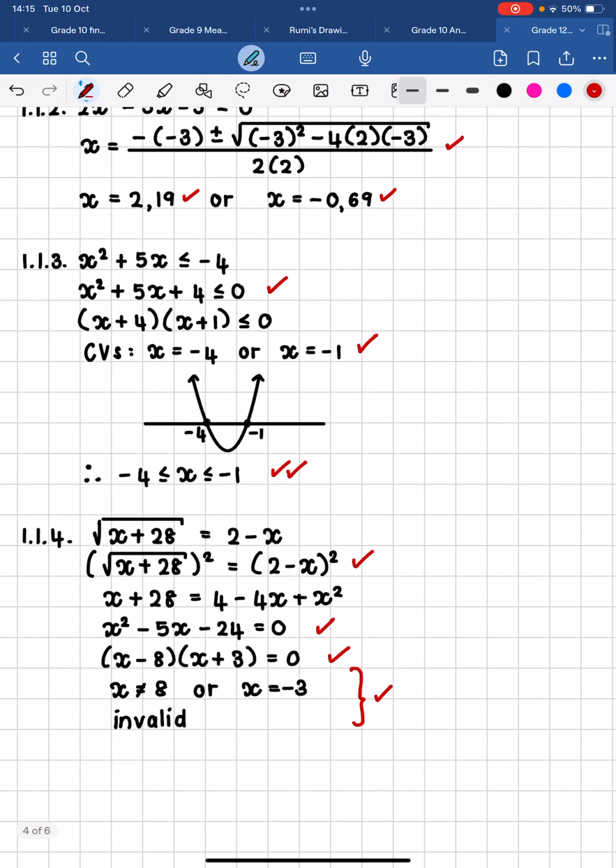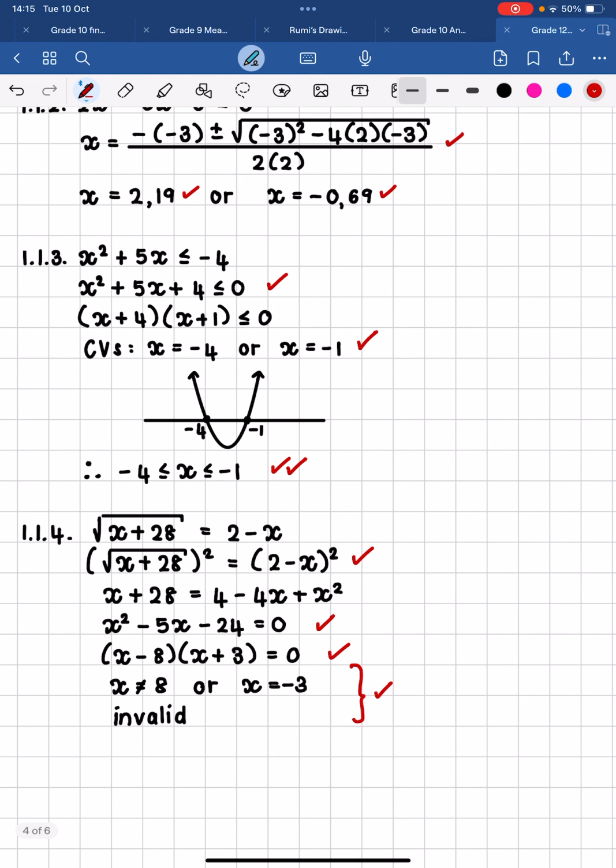All right, next one is again a quadratic inequality. So here again you get 1 mark for moving the -4 over to the other side and for changing it to a +4. 1 mark for that. The second mark was not even for factorizing, guys. The second mark was for showing your critical values.